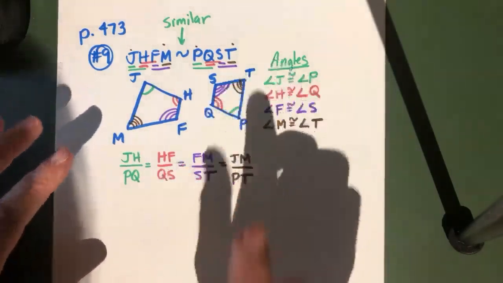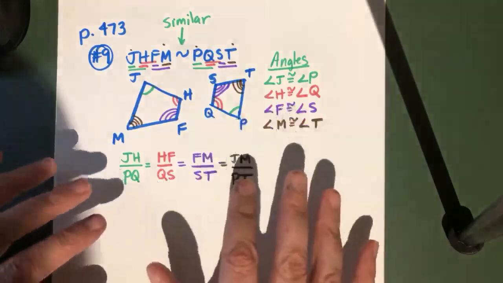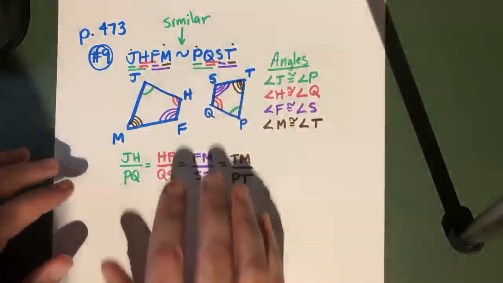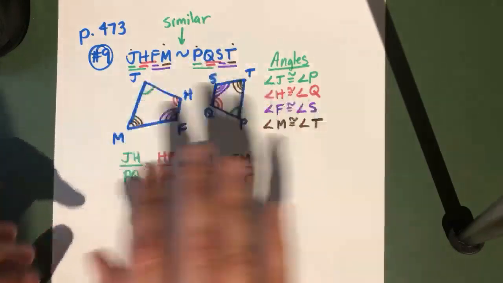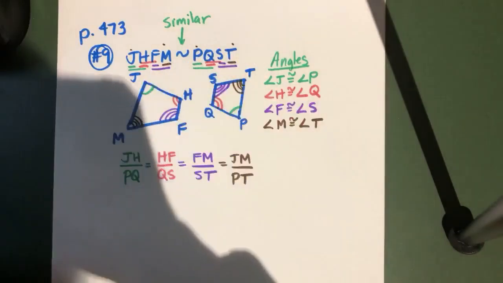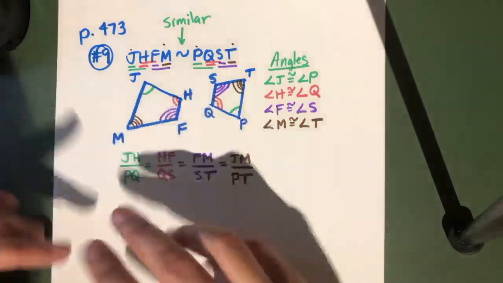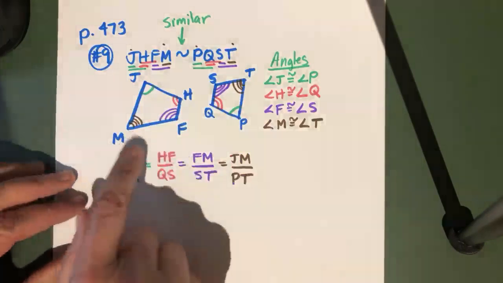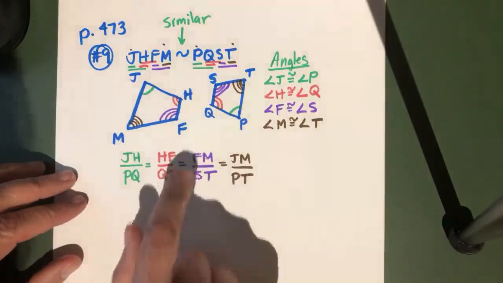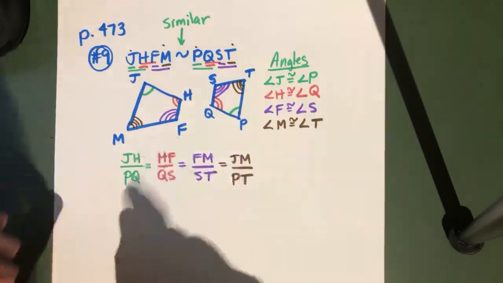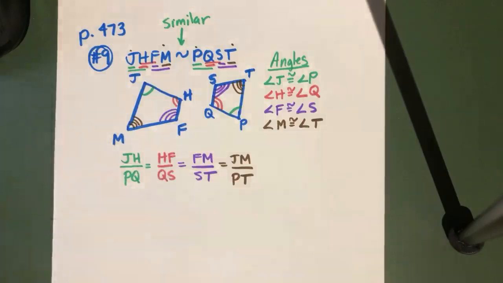Now, once again, this is not scale factor. If we were doing scale factor, remember, it is image over pre-image. We would do this one over this one because when we don't indicate an image or a pre-image, we go left to right. But since this is not scale factor, we're just doing the proportion. Now, could you have written it the other way and written PQ over JH and QS over HF and ST over FM and PT over JM? Yes, you could have. Okay, that would have worked. All right, so that's number 9.